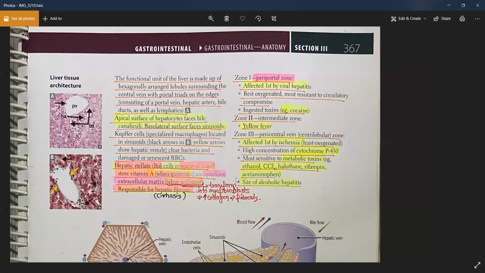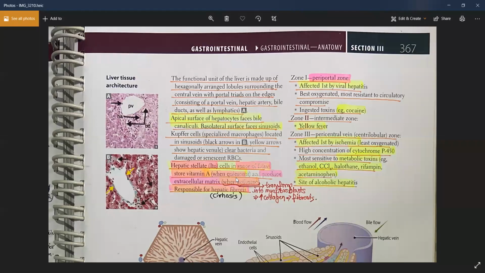Then let's talk about these 3 zones. Zone 1, which is the periphery, is first affected by viral hepatitis. Does anyone know why this zone is first affected by viral hepatitis? Maximum viral load. Why is that the case? Because it's coming to the lobule via the hepatic artery. Yeah, exactly, because of the hepatic artery.